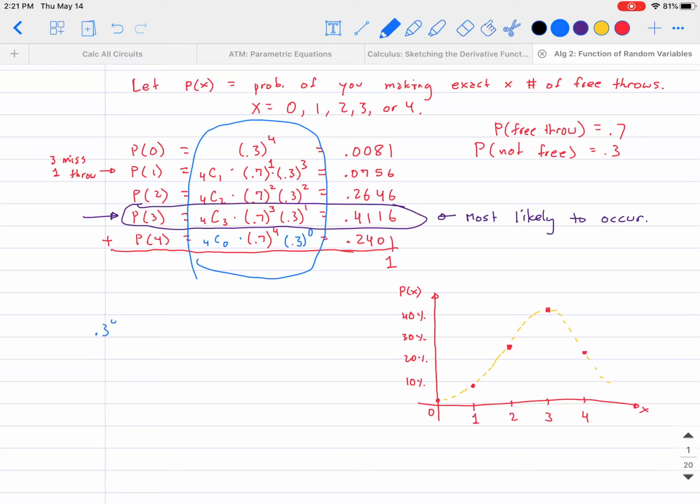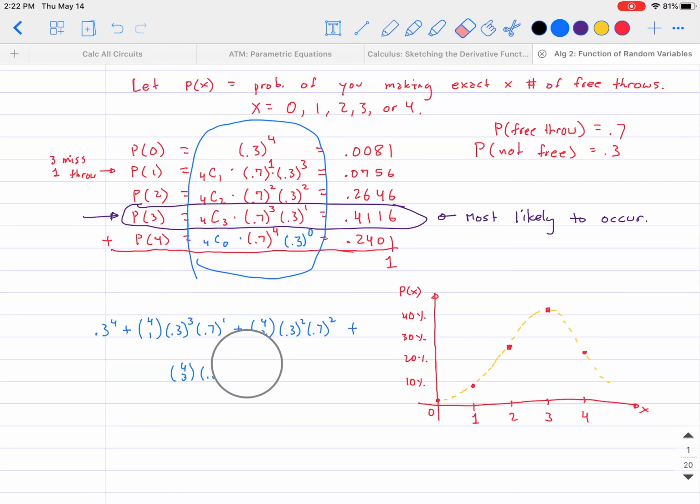It's 0.3 raised to the fourth, and then plus the first one, 4C1. Now, the way we denoted it in the past was 4 choose 1, right? And then we have 0.3 raised to the third power, and then we have 0.7 raised to the first. And then plus the next one, 4 choose 2, and that's going to be 0.3 raised to the second, 0.7 raised to the second. Then we also have plus the next one, which is going to be 4 choose 3. So that's 0.3 raised to the first in this case.